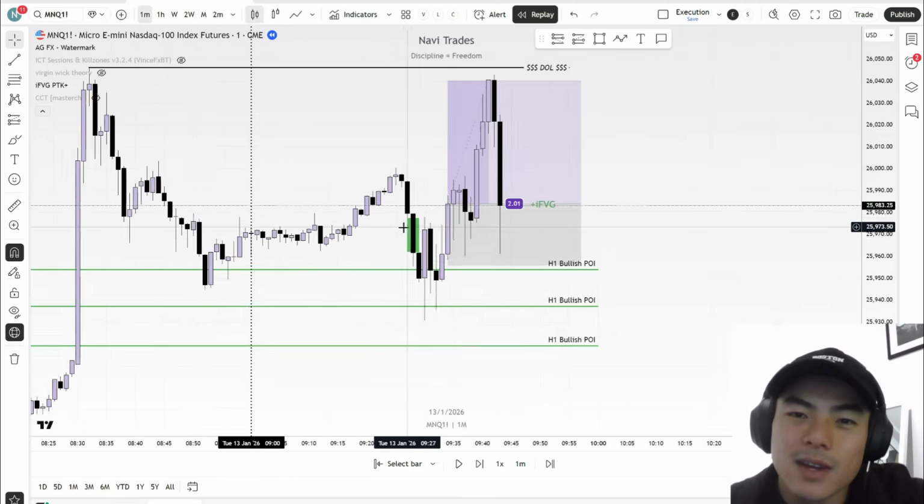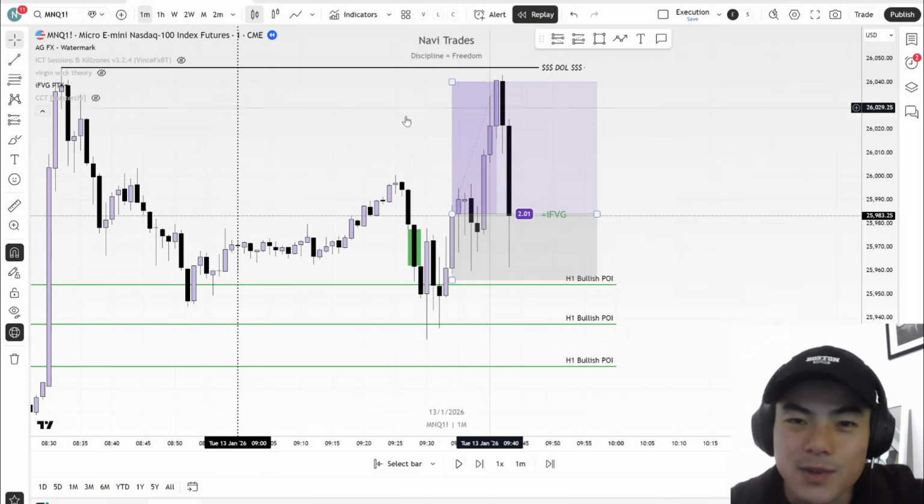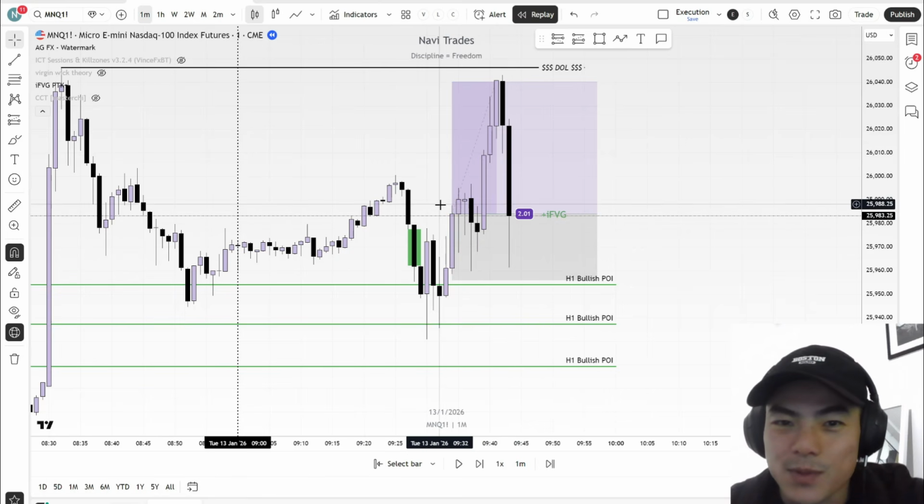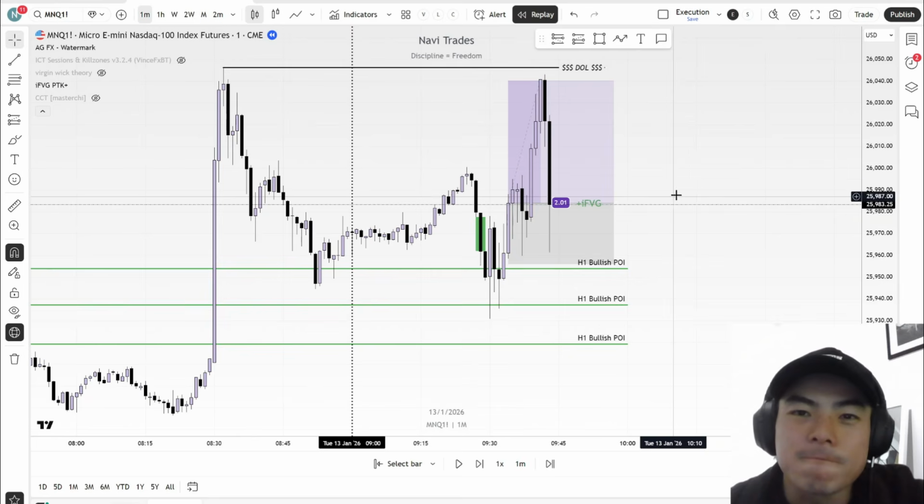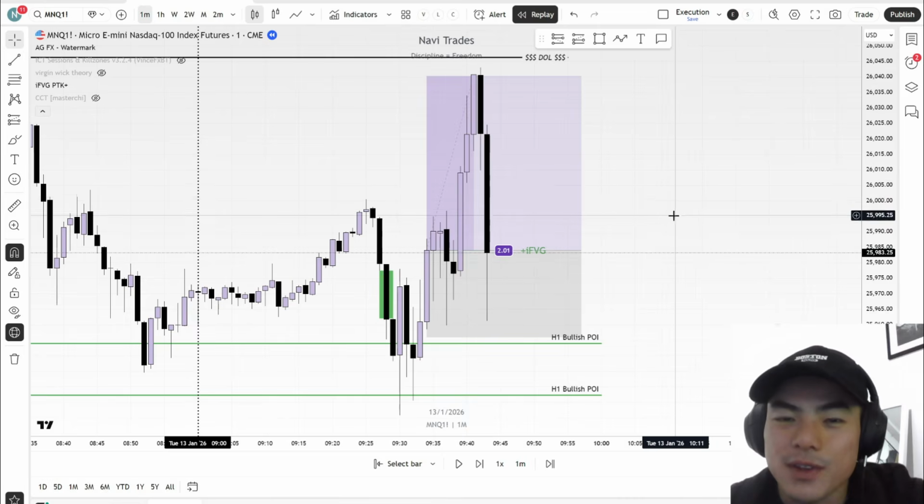So I know some people took this. I've asked on Twitter. One of my followers took this one, took some profits out of the top, and then went break even. So yeah, that's an A+ trade for my strategy.